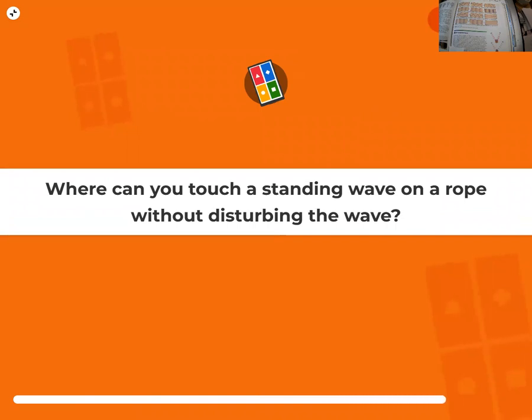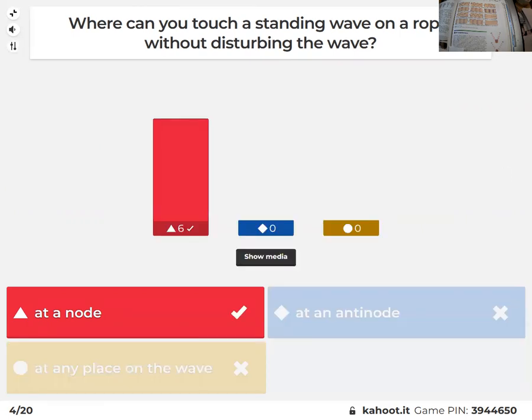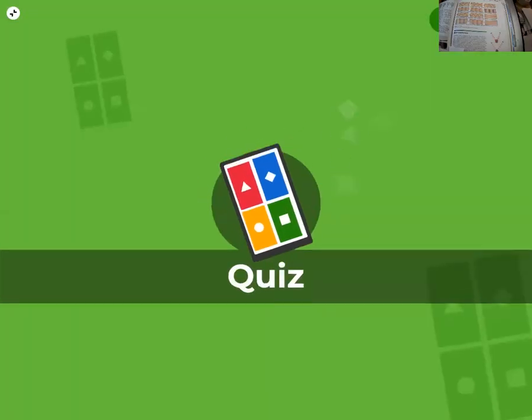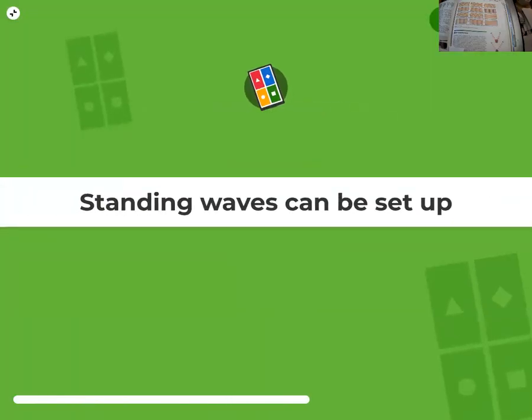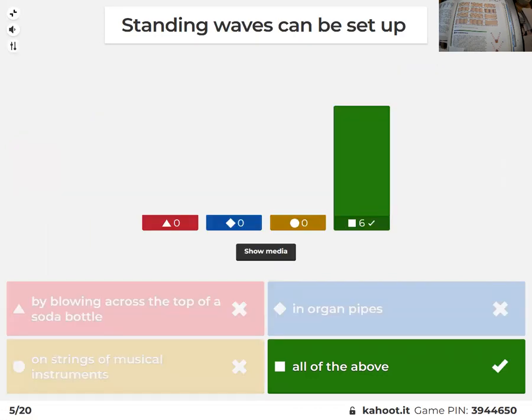Where can you touch a standing wave on a rope without disturbing the wave? Yeah, at that node, that nodal point doesn't actually move on a standing wave. For example, a microwave in your microwave oven. Standing waves can be set up where? Yeah, all the above. Nice.